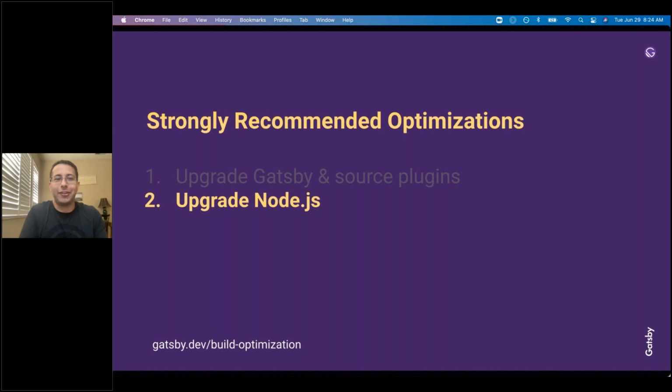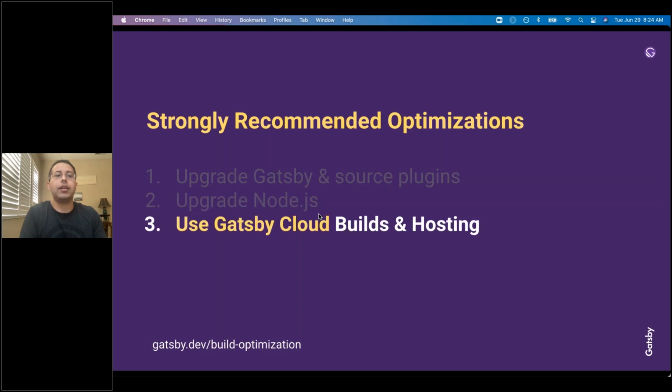So it's actually kind of interesting. I was diving through some of the Node performance benchmarks for v12 versus v14 versus v16. You should upgrade Node. You'll get some build performance benefits from that. And then lastly, use Gatsby Cloud builds and hosting to take advantage of the things we mentioned earlier, and we'll dive into some of them a little bit more as well. So these are, again, three strongly recommended optimizations. If you take nothing else away from this talk, do these three things, this will help.